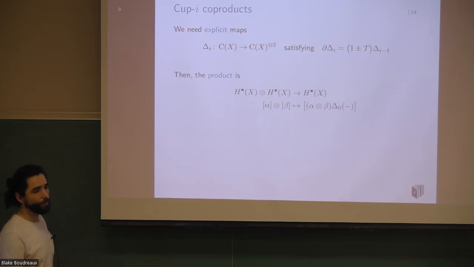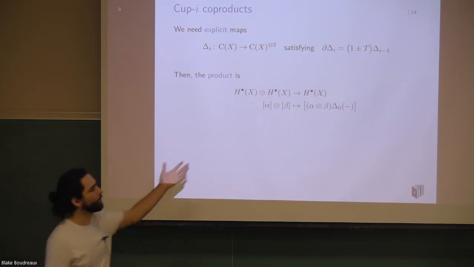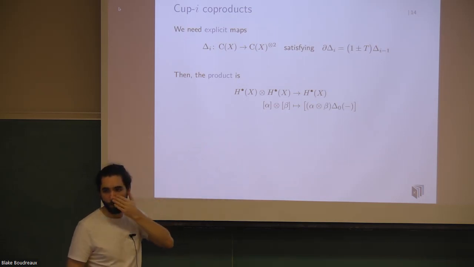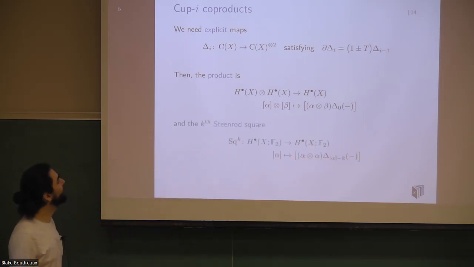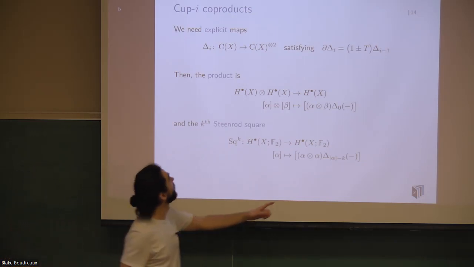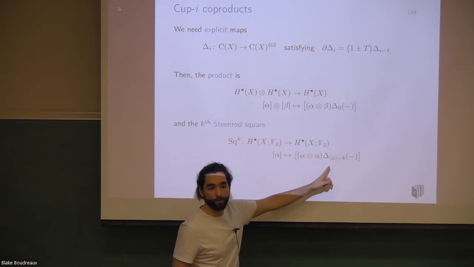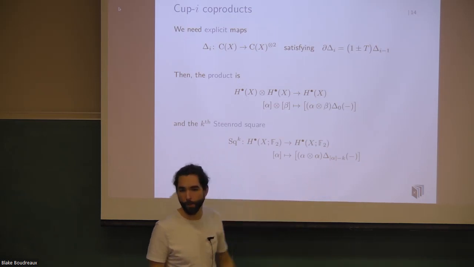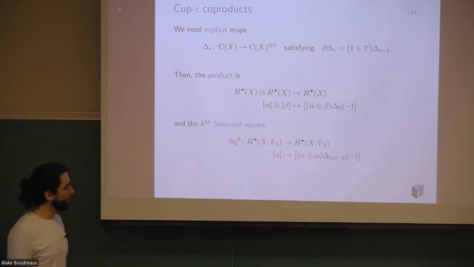And then if we have that structure, the product is given at the level of cohomology using representative cochains in this form. And the Steenrod squares are defined also using these cup-i products. Okay, so what we need is cup-i products. Questions?